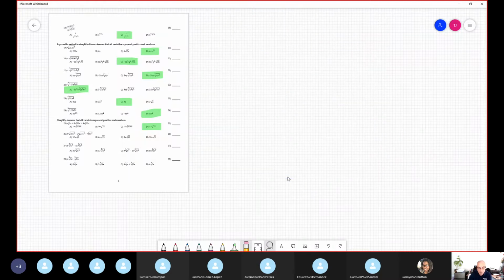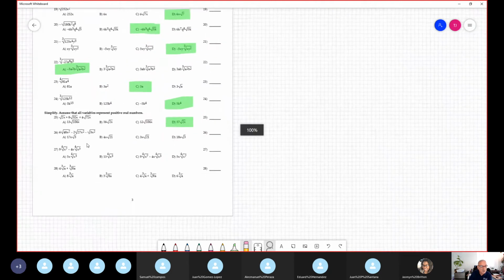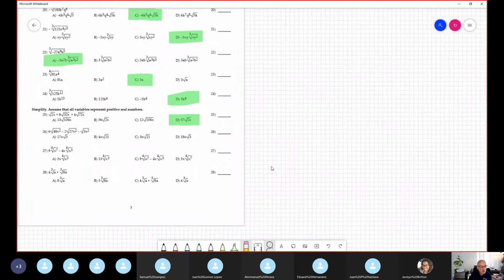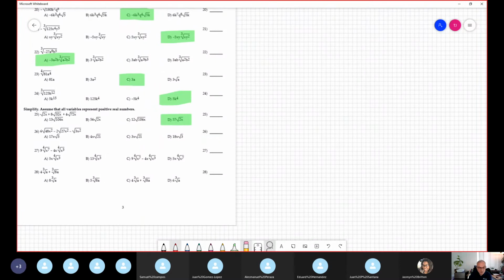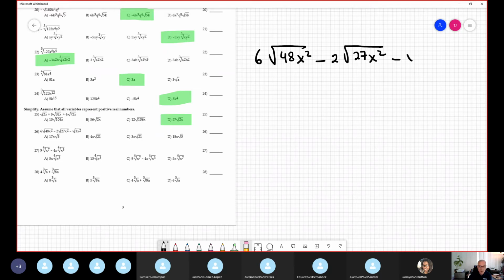Okay. Let's move on to the next. Problem 26. 26 is 6 radical 48x squared minus 2 radical 27x squared minus 3 radical 3x squared. Okay, this is problem 26.